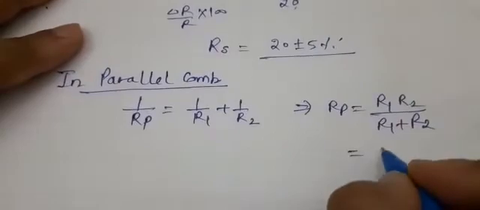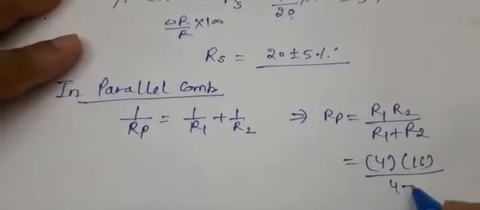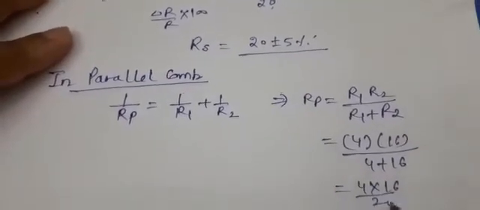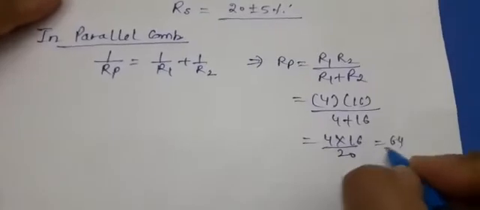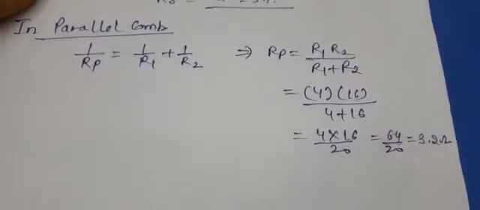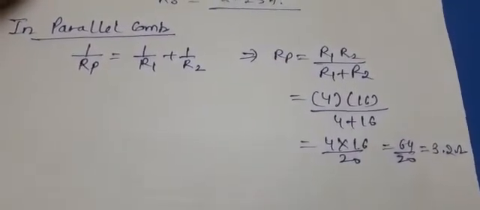Now R1 is given to be 4, R2 is 16, so R1 plus R2 is 20. This is 4 into 16 by 20, so it will be 64 by 20. So it is 3.2 ohm. This is the equivalent resistance.